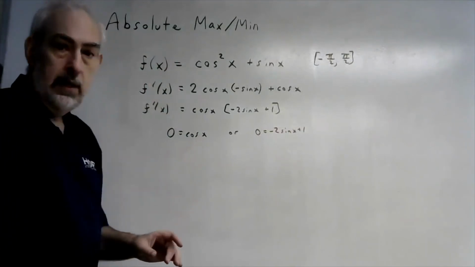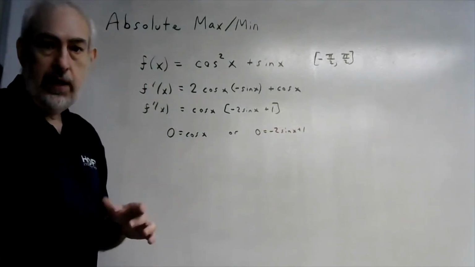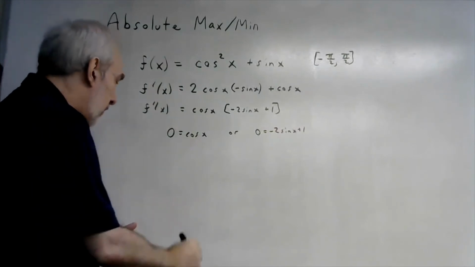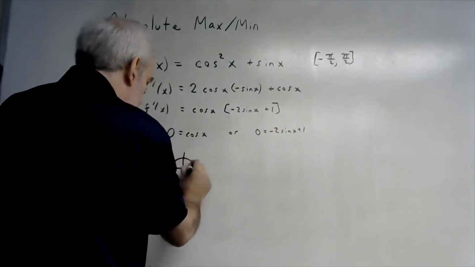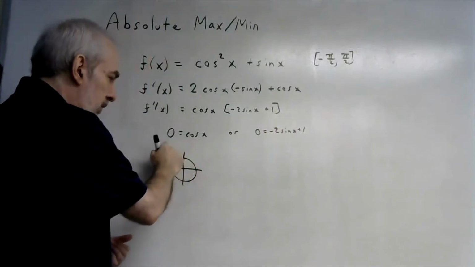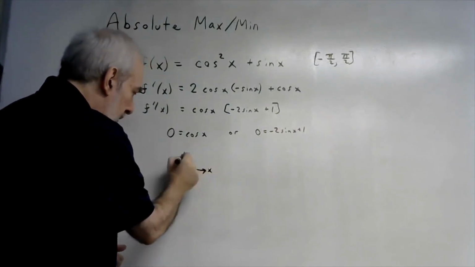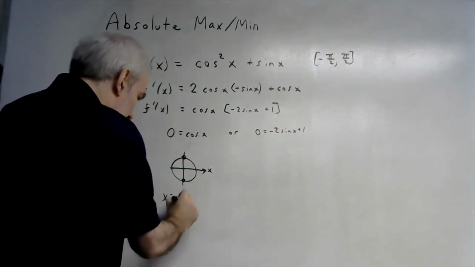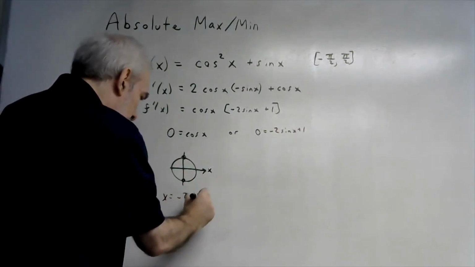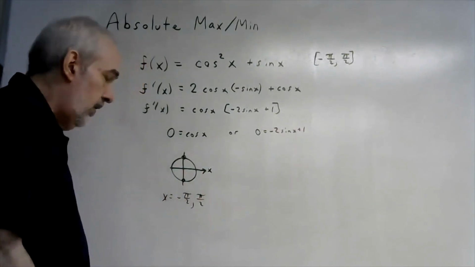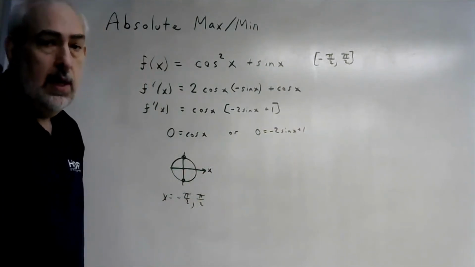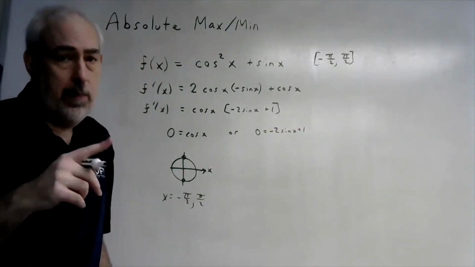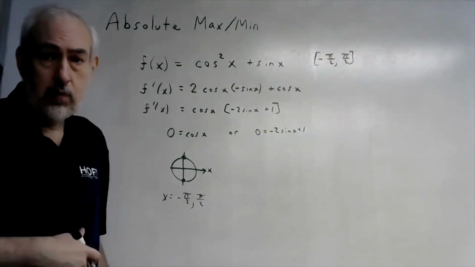Well, cosine is on a unit circle the value of your x coordinate. So think on a unit circle, when is cosine equal to 0? That's when your x coordinate equals 0. That would be up here and down there. So that would be at the angles -pi/2 and +pi/2. Those would both be critical points, as well as if you add 2 pi to either of those, you get other critical points.